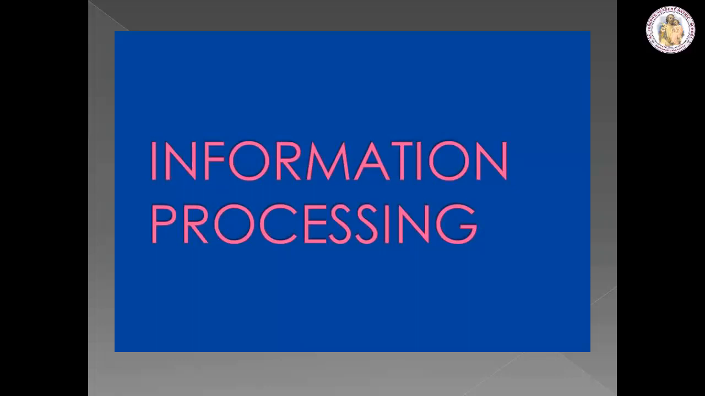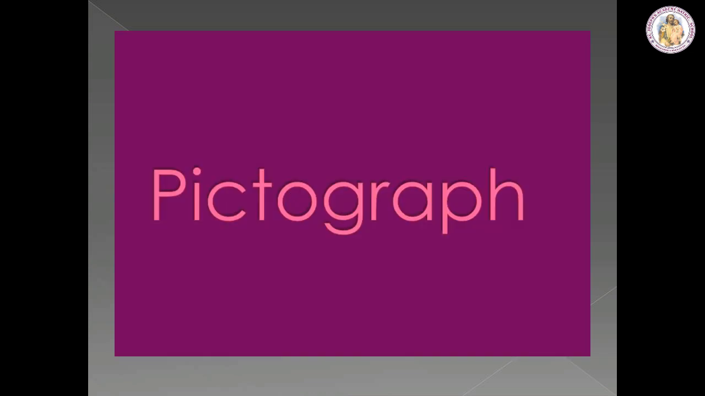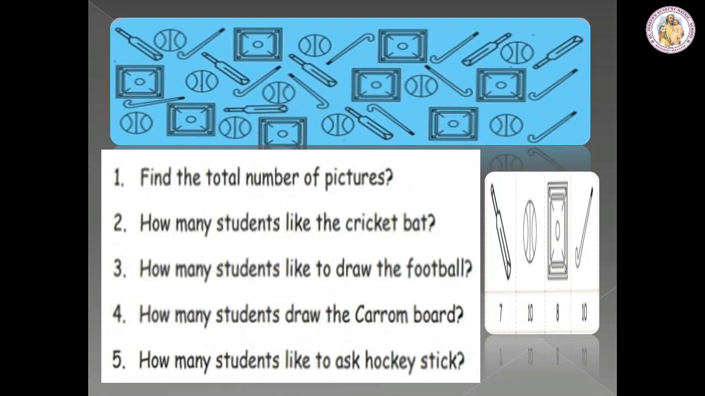Unit 6, the chapter name is Information Processing. In this chapter, we are going to study what a pictograph is. A pictograph is a graphical representation with pictures. With the help of the pictures, we are going to find the answer. In this pictograph, we are going to find how many bats, balls, carom boards and hockey sticks are present.